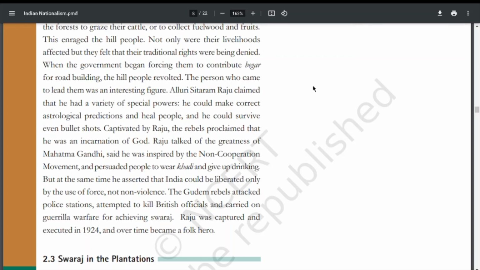Raju talked of the greatness of Mahatma Gandhi and said he was inspired by the non-cooperation movement and persuaded people to wear khadi and give up drinking. But at the same time, he asserted that India could be liberated only by the use of force, not non-violence. The Gudem rebels attacked police stations, attempted to kill British officials, and carried on guerrilla warfare for achieving Swaraj. Raju was captured and executed in 1924, and over time became a folk hero.